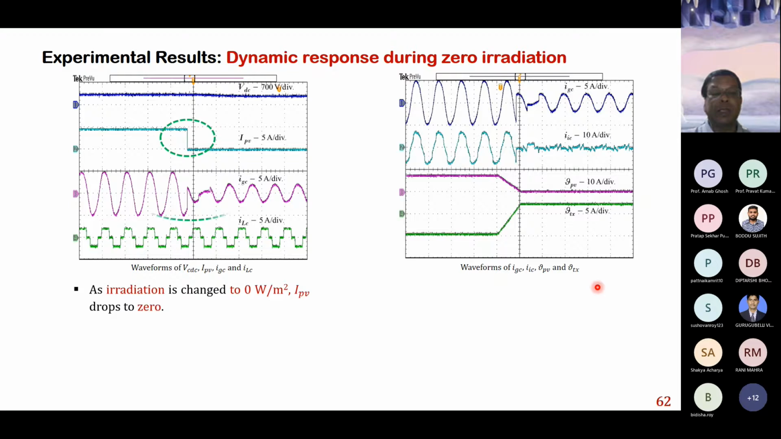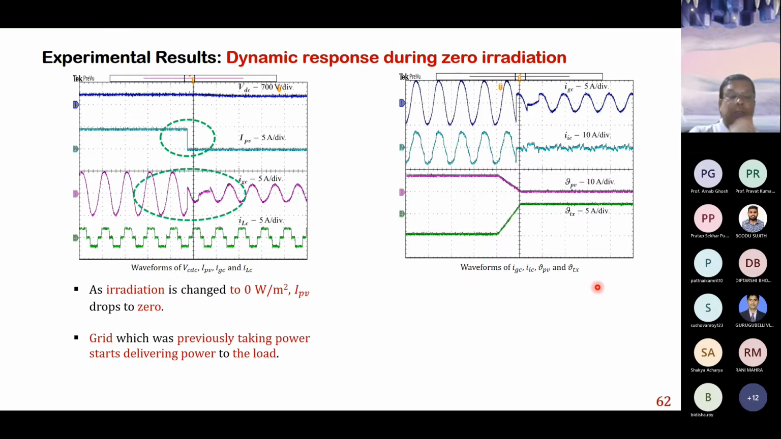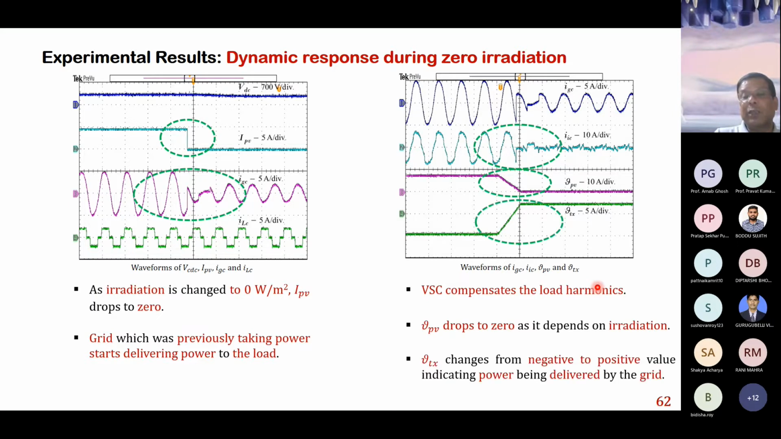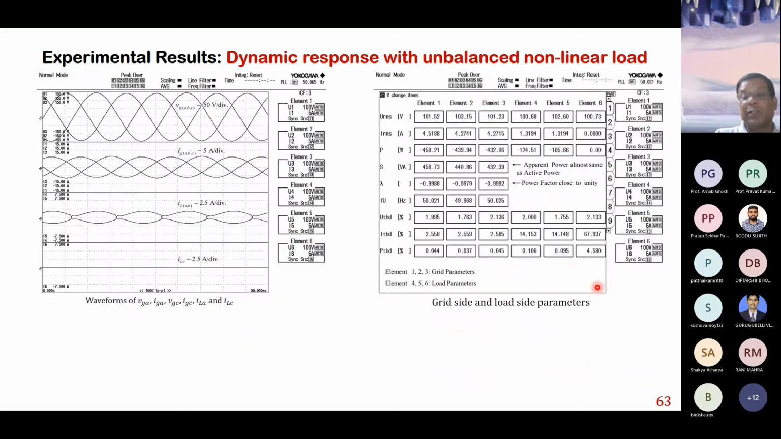So as the irradiance decreases to 0, the PV current IPV becomes zero, and the grid, instead of receiving power from the PV, now starts delivering power to the load, and the harmonics are mitigated, and the VPV drops to zero because the irradiance is zero. VTX changes from negative to positive, meaning the power is delivered by the grid.